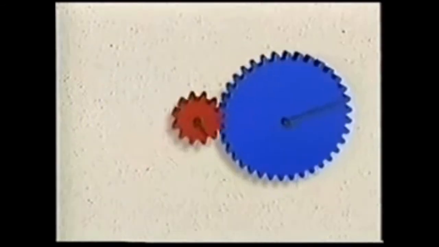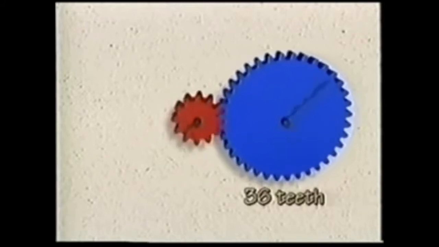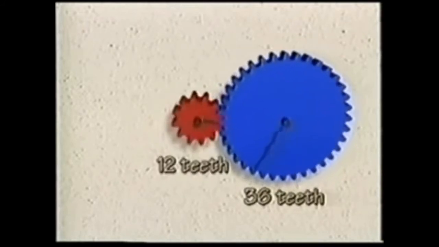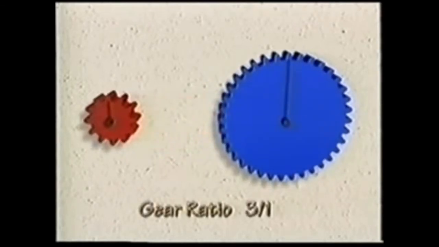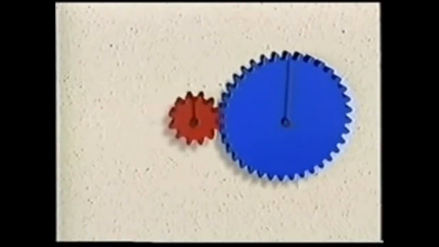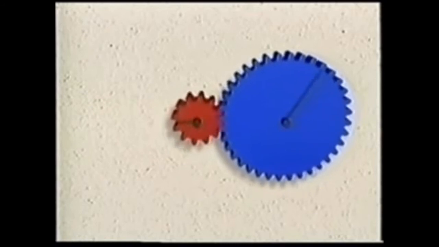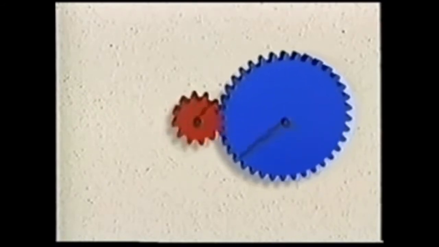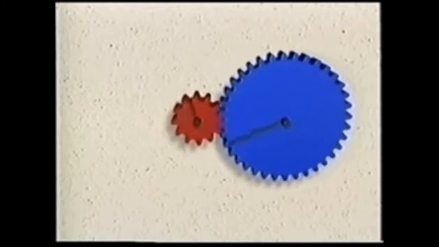This red gear has 12 teeth. The blue gear has 36 teeth. This produces a ratio of 3 to 1. In other words, the red wheel has to turn 3 times for every 1 rotation of the blue wheel. You should expect simple gear ratio questions. And of course, gears are a good example of where energy loss through friction can be reduced by lubrication.